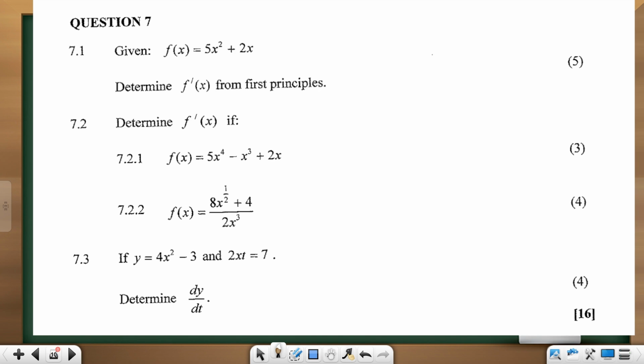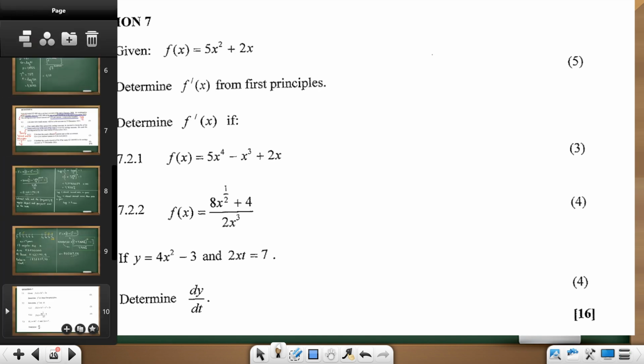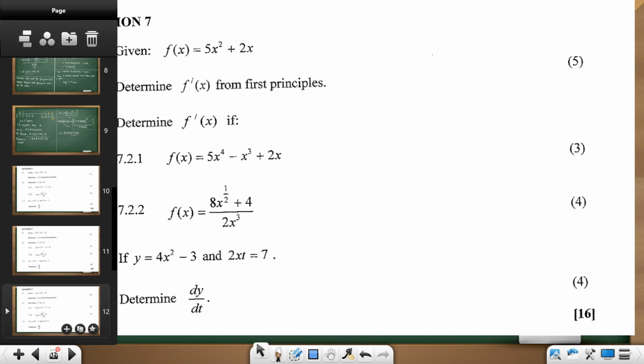Where's my marker now? Okay, were you able to do the first one? Your answer should be what? 10x plus 2. All right, let's work. Where did I put it? All right, let's quickly, let me do so many pages of this. 7.1.